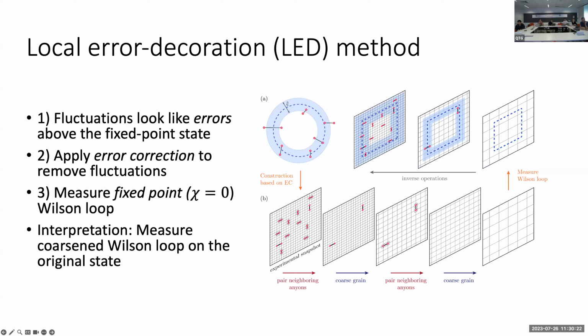Is it that you're only allowed to measure stabilizers in this narrow region around the ribbon? I'm just wondering, what is it that makes the error correction here local as opposed to global? Yeah, that is a really good question. It's actually because of the way that we construct our decoder.